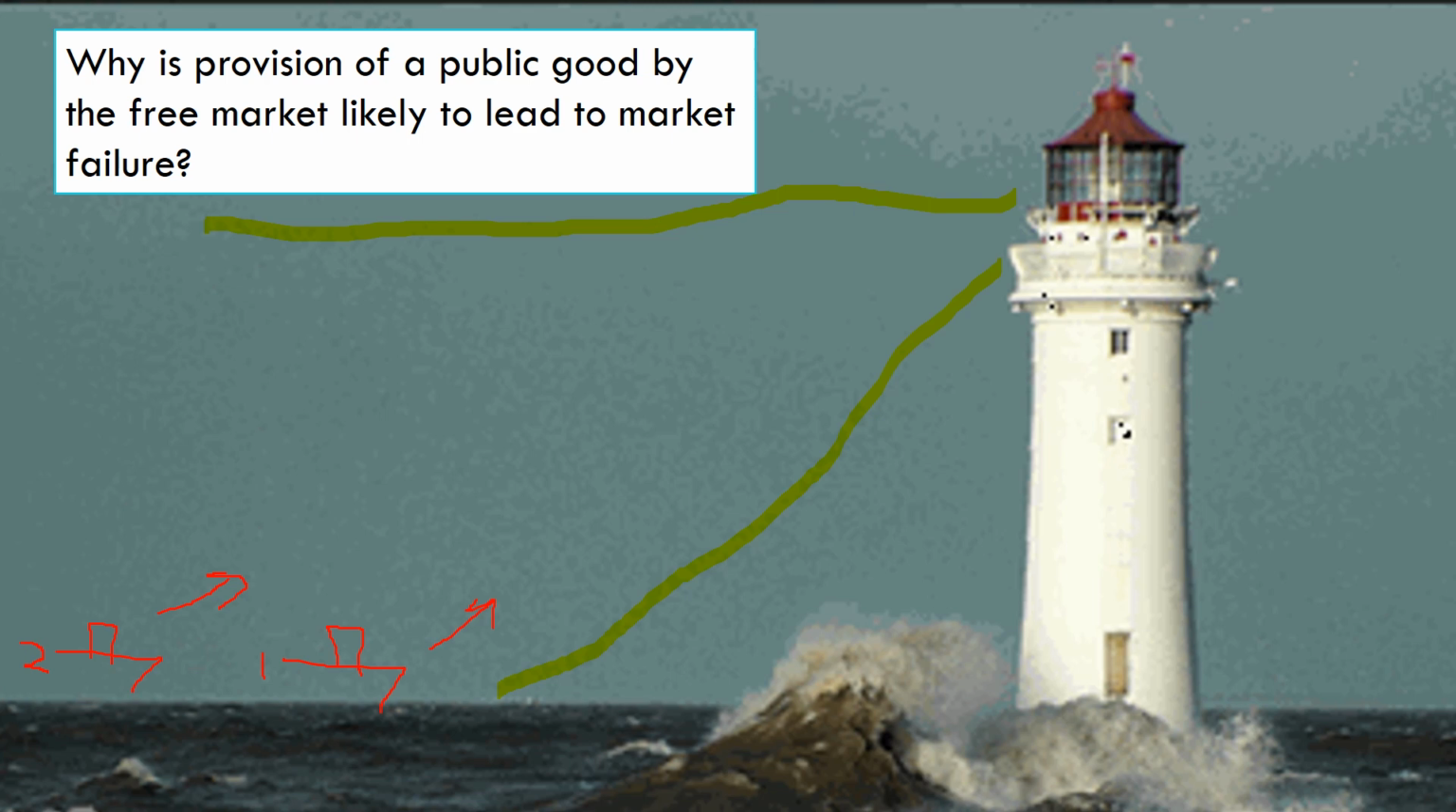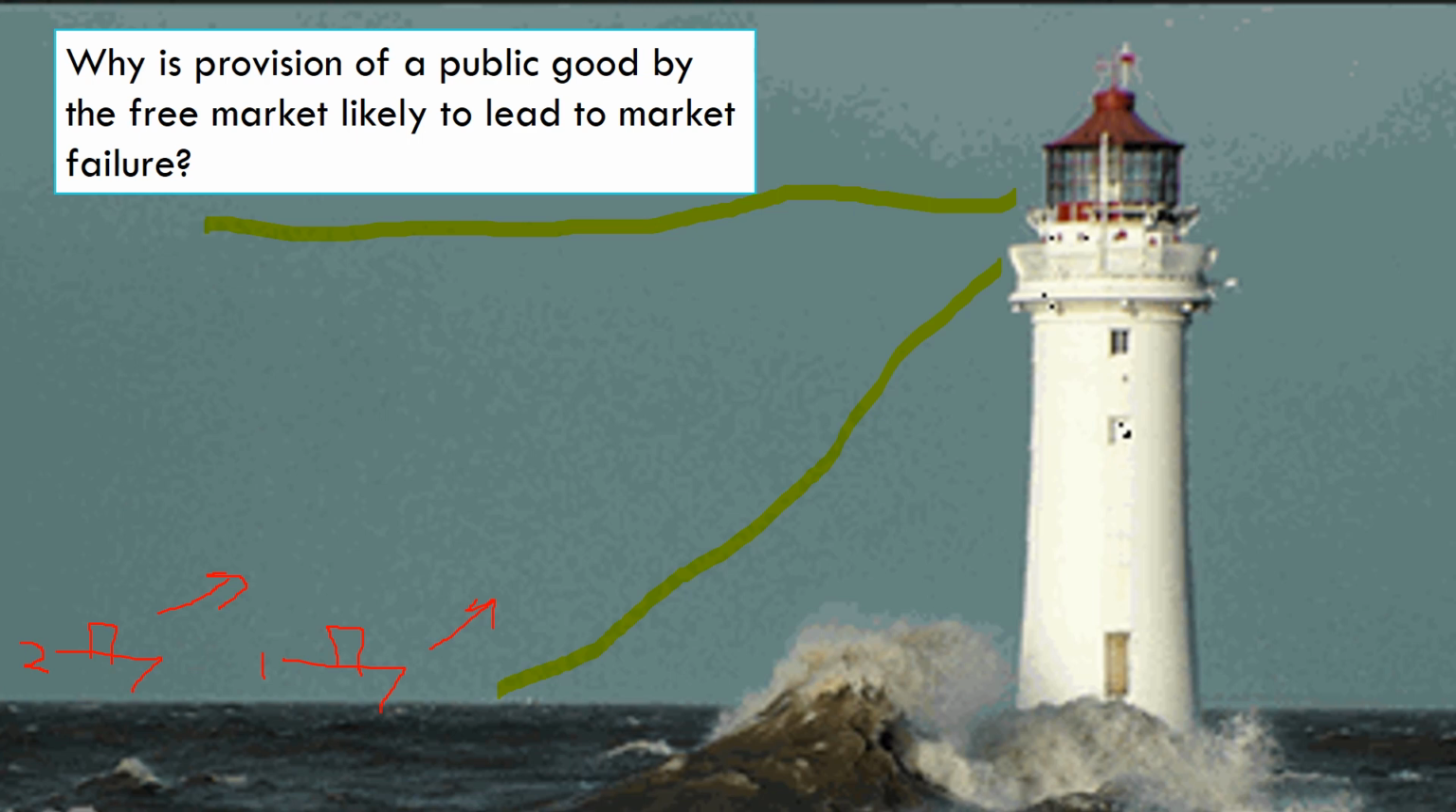Now, if boat number 1 pays for the service and the lighthouse beams out its light, there is an incentive here for boat number 2 actually not to pay because they can still use the service. So there's a clear incentive for boat 2 to free ride on the payment of boat 1.